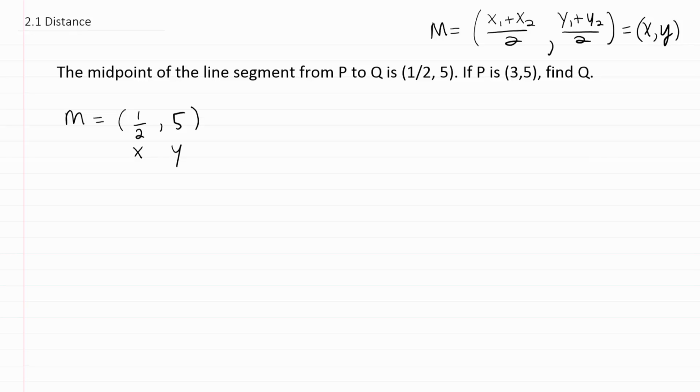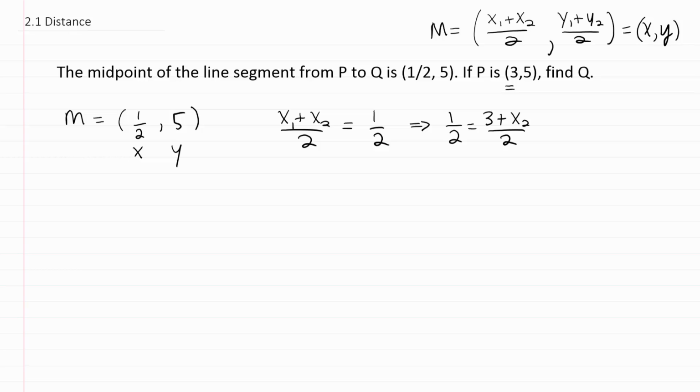So from there, we know the formula for the x part of the midpoint is (x1 + x2)/2. And if that is equal to 1/2 in this example for the midpoint, we can then use the x component of P, which is 3, and plug that in. So we can say, well, 1/2 should be equal to (3 + x2)/2. And then we have a simple equation that we can solve.